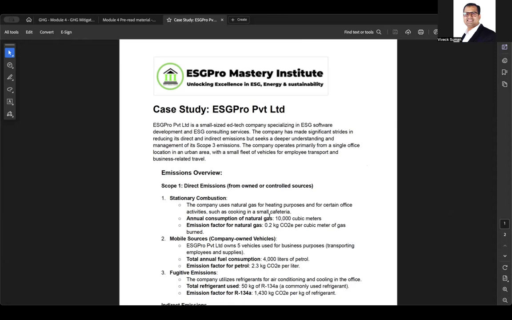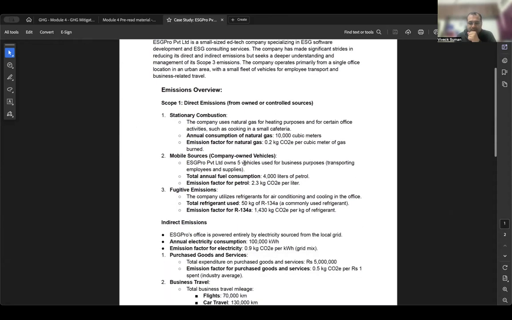The second one is about mobile sources, company-owned vehicles. ESG Pro owns about 5 vehicles used for business purposes, transporting its employees and supplies. The total annual consumption is about 4,000 liters of petrol. Emission factor for petrol is about 2.3 kg CO2 equivalent per liter. That's the emission factor for mobile sources.